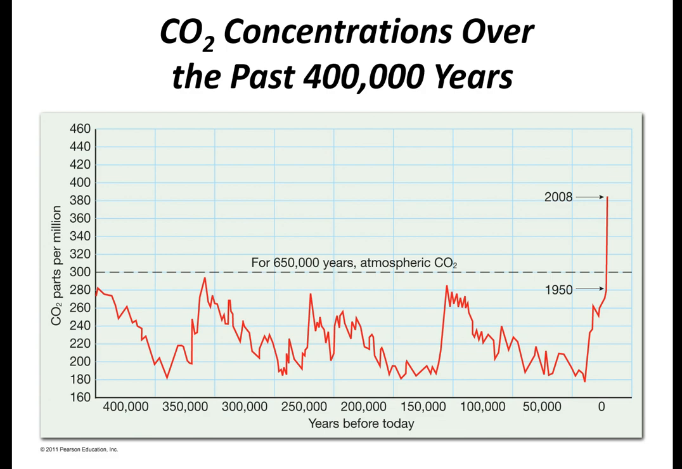So here we see the carbon dioxide concentrations over the last 400,000 years. And you can see that it does go up and down in a variance. But you see how recently, in the time of humans, it has really shot up. This upward trend started with the Industrial Revolution in the 1780s.